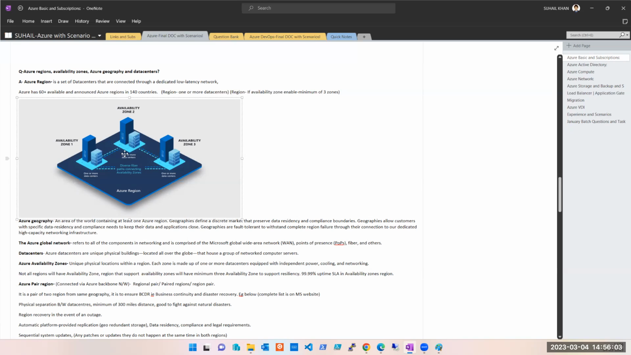Why do we need a low latency network? We'll come to that. But is this clear to you? Is this sentence clear? Till here it is clear?